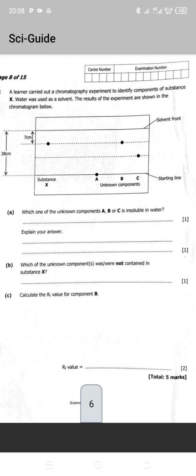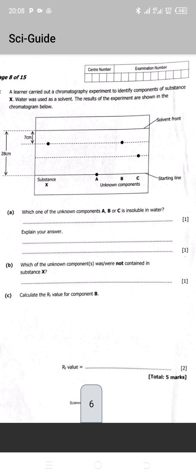Therefore, component C was not contained in substance X. So you just say C unless they say explain. So for B, it is just C. Or if you want, you can say component C. Okay, then that is B that we have answered.